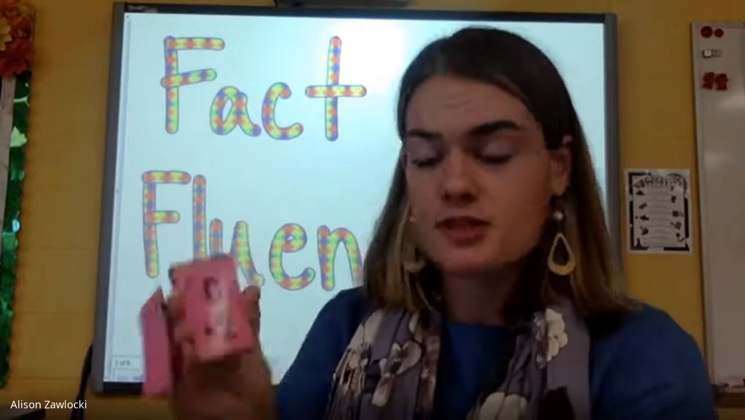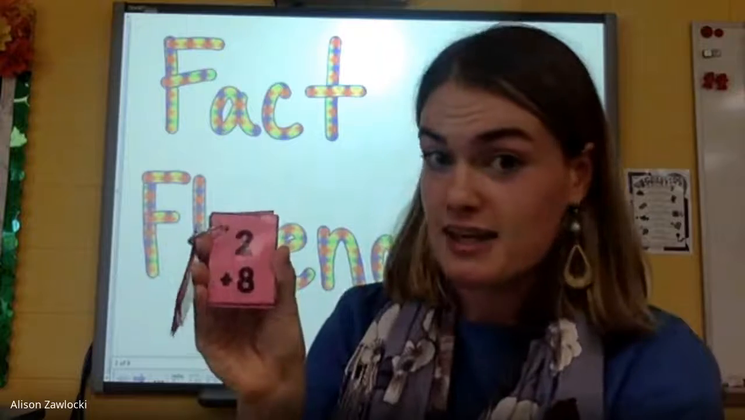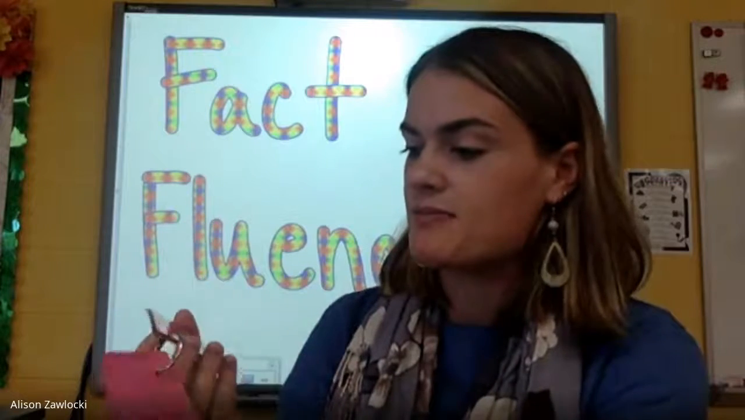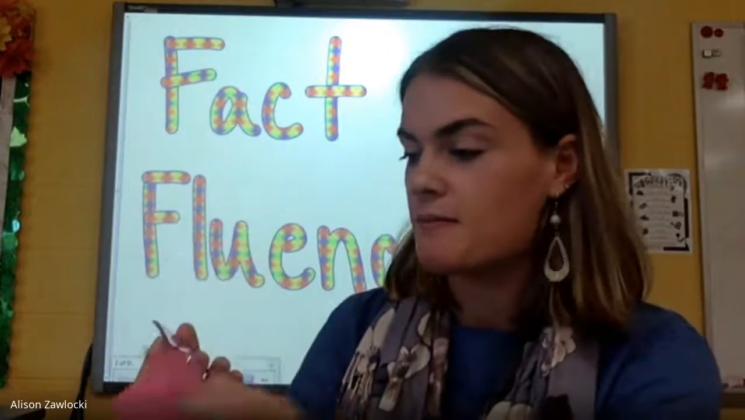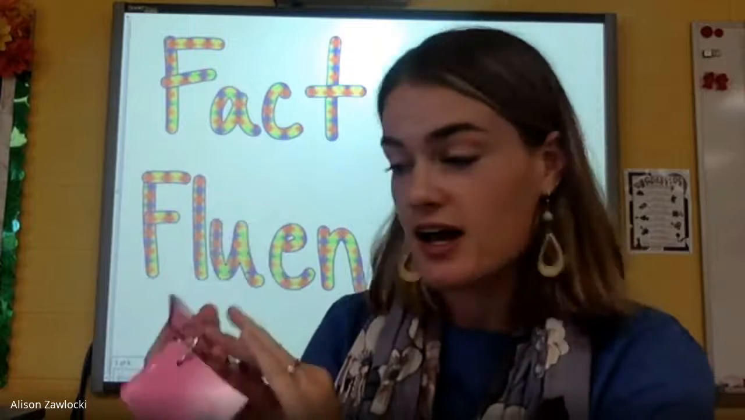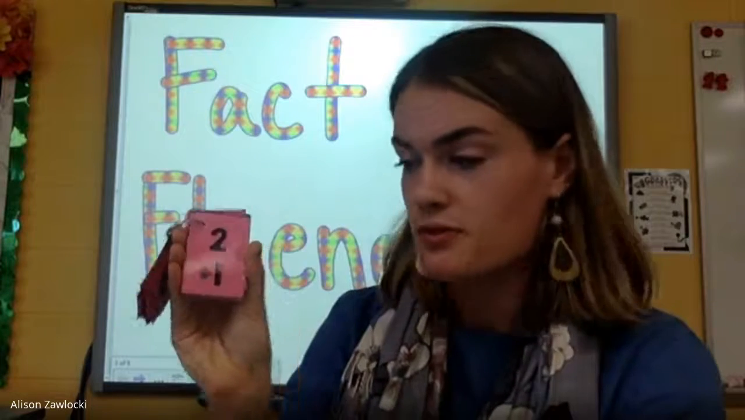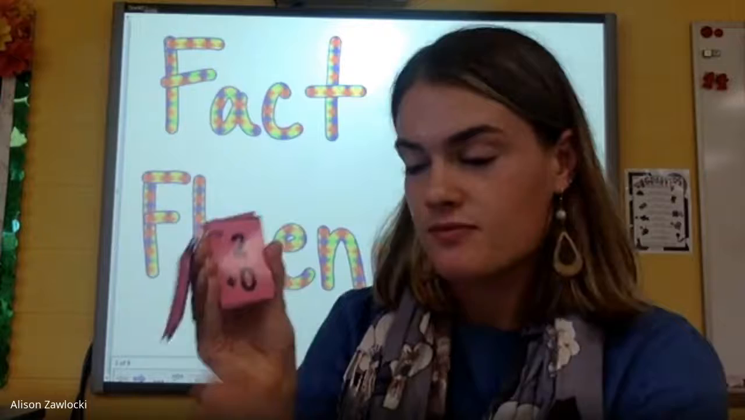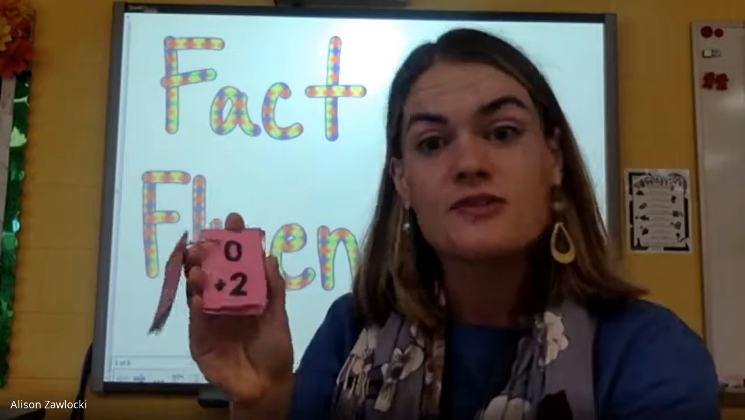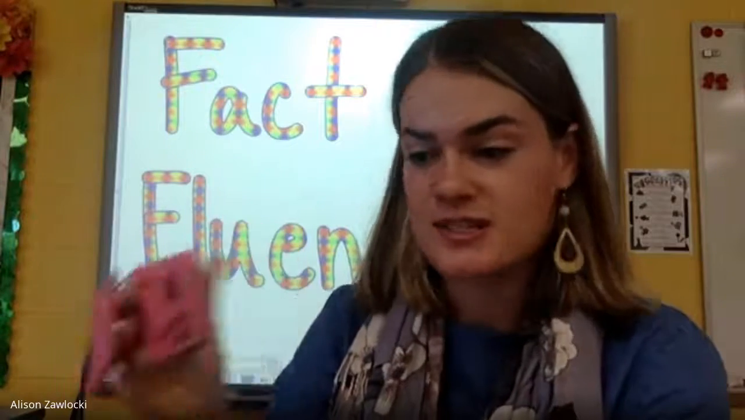0 plus 2, 2. 2 plus 9, 11. 2 plus 8, oh, this is a partner to 10, 10. 2 plus 6, 8. 2 plus 5, 7. 2 plus 4, 6. 2 plus 3, 5. 2 plus 2, 4. 2 plus 1, 3. 2 plus 0, 2. 8 plus 2, 10. 0 plus 2, 2. 2 plus 2, 4. 8 plus 2, 10. All right, let's keep going.